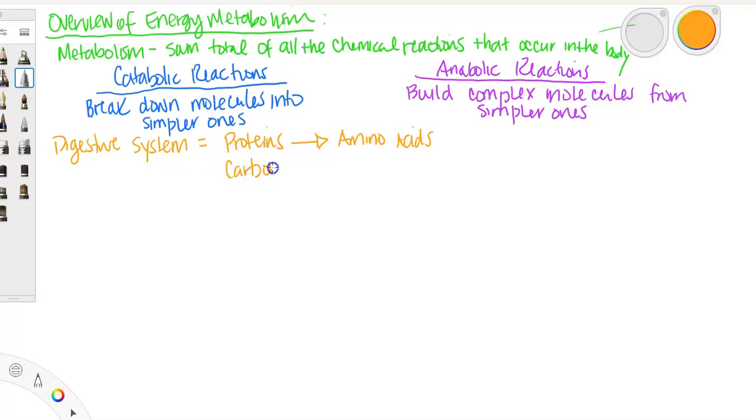Carbohydrates we break down to basically glucose. But of course there's fructose and galactose, so the simple sugars. And then we have lipids, or fats, and those are broken down into monoglycerides and fatty acids.